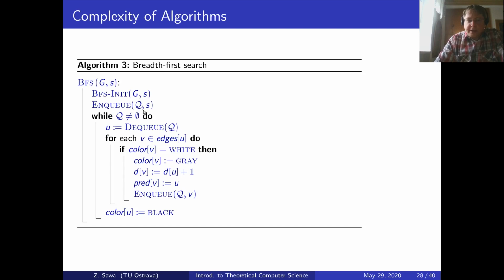So at the beginning this queue is empty, and S is enqueued in the queue. Enqueue is an operation that adds an element to the end of the queue.